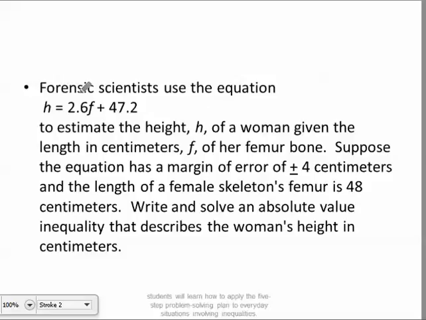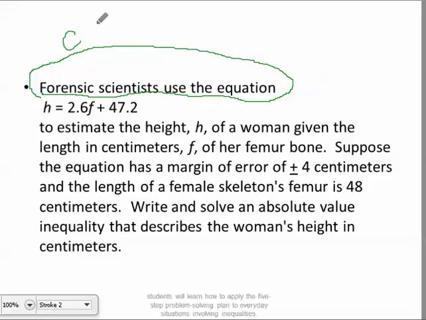Forensic scientists. Guess what? There's a course in forensics that you can take here at Top System, so you can learn about forensic sciences. But in case you don't want to take that course, you can always watch CSI reruns, or any of the other popular cop shows right now. They use this equation: the height is equal to 2.6f plus 47.2 to estimate the height of a woman given the length in centimeters, f, of her femur bone.